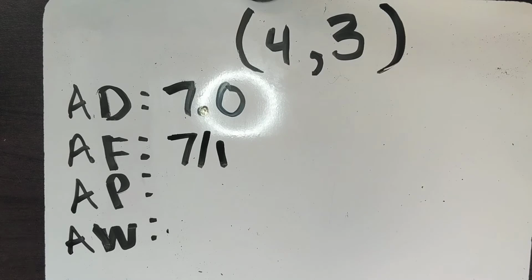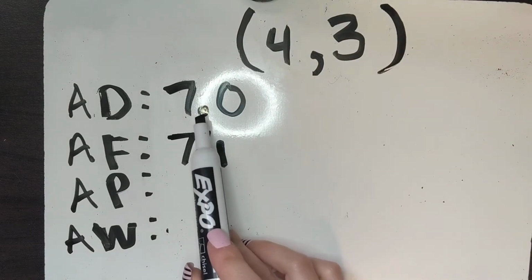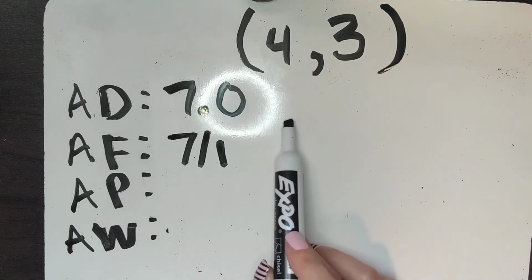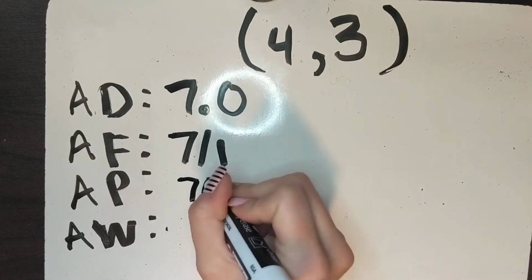So then I need to write this as a percent. I go back up to my decimal, and I make the decimal move 2 places to the right. 1, 2. I would fill a 0 in here. That would give me 700%.